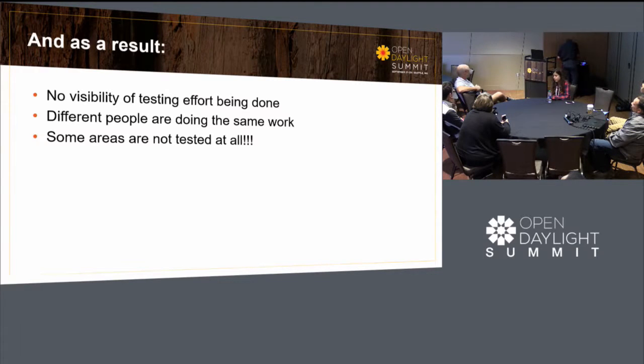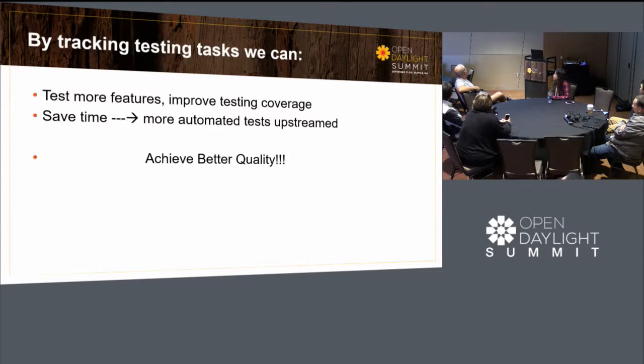Like for Boron, we have features that we know other companies are also interested in, and for sure doing all kinds of testing, but we have no idea what they're doing and if there's some area of the code that is not being tested at all. So of course, if we can track testing tasks, we can improve our testing coverage, we can save time, and then more automated tests will be written and upstreamed, and then we can achieve better quality.